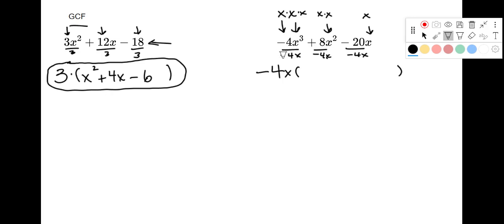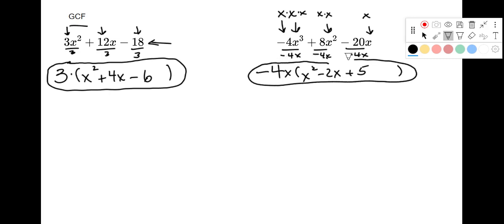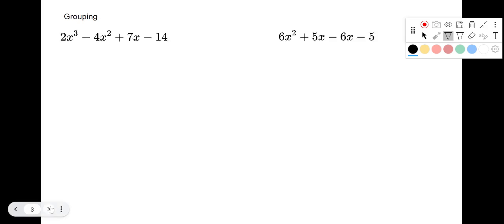So negative 4x cubed divided by negative 4x is x squared. 8x squared over negative 4x is a negative 2x, and negative 20x over negative 4x is positive 5. And that is my answer. I'm done. I factored the GCF out. What's inside here, x squared minus 2x plus 5, will not factor. You may already remember that, but if you don't, there's going to be a review of this method coming up in just a moment. But that would be our correct answer. This is all done. All right, so let's go on to the next method.